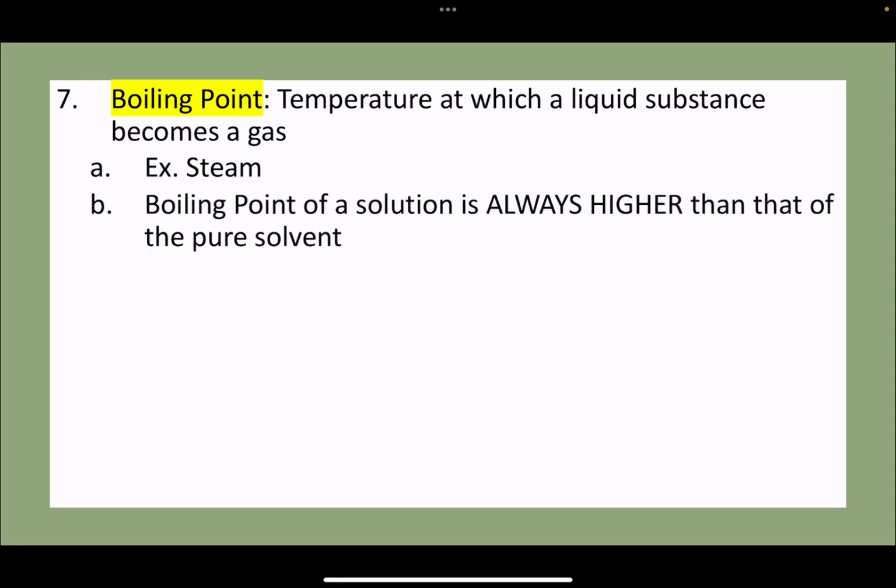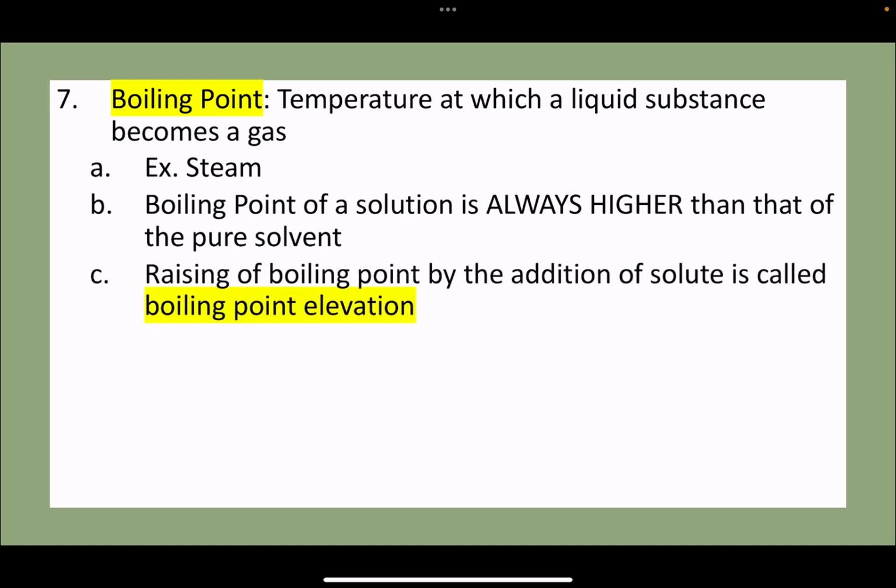Now, the boiling point of a solution is always higher than the boiling point of the constituent solvent. I repeat, the boiling point of a solution is always higher than the boiling point of the constituent solvent. To put it another way, adding a solute to a solvent always raises the boiling point of the solvent. The raising of boiling point via the addition of solute is called boiling point elevation. The boiling point is being elevated. It becomes higher than it was before.